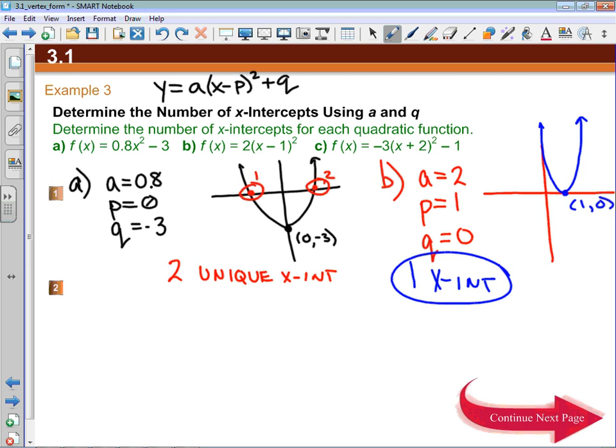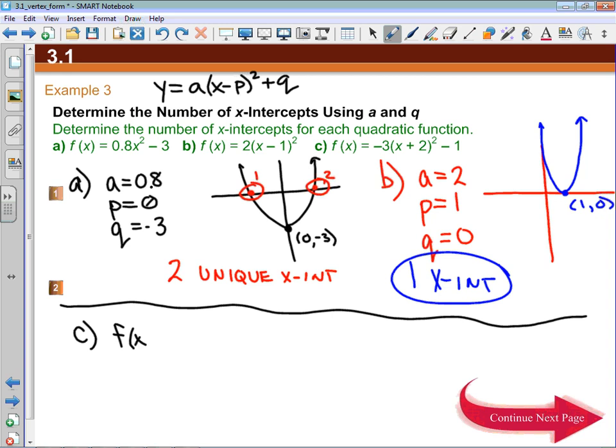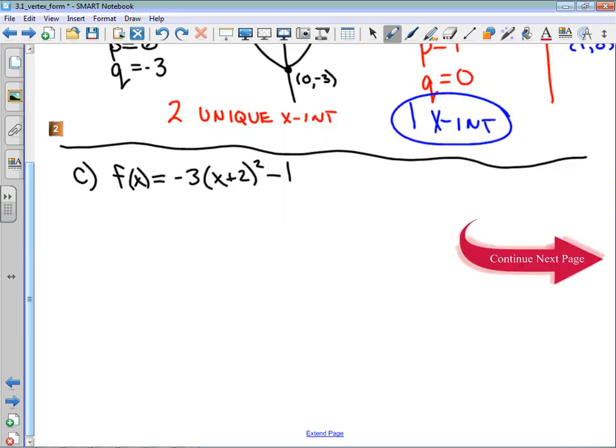Okay, one more, which is C here. I'm going to try to sneak in the information on the bottom. Maybe I'll just separate this a little bit so we can tell which is which. So C, I'm going to write it at this point. It tells us that the function in terms of x is equal to -3 times (x plus 2) squared minus 1. According to my vertex form, I can identify that A is equal to -3, P is equal to -2, and Q is equal to -1.